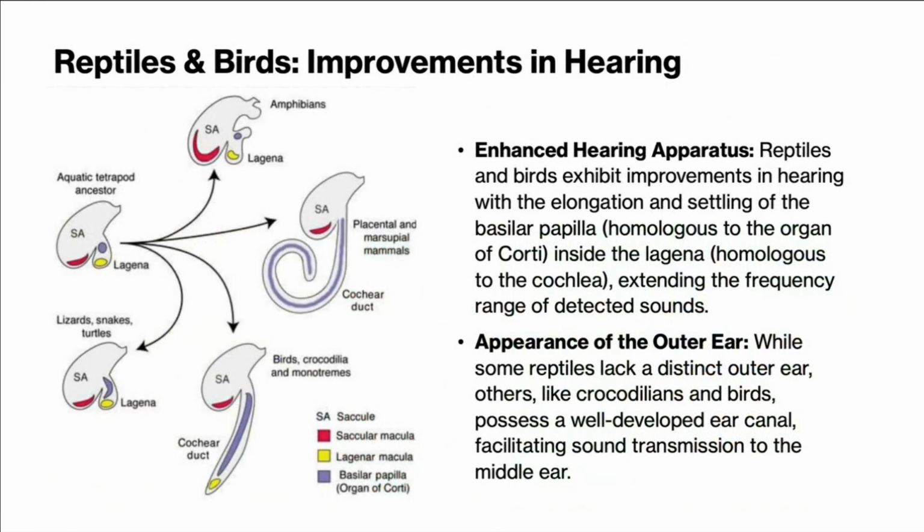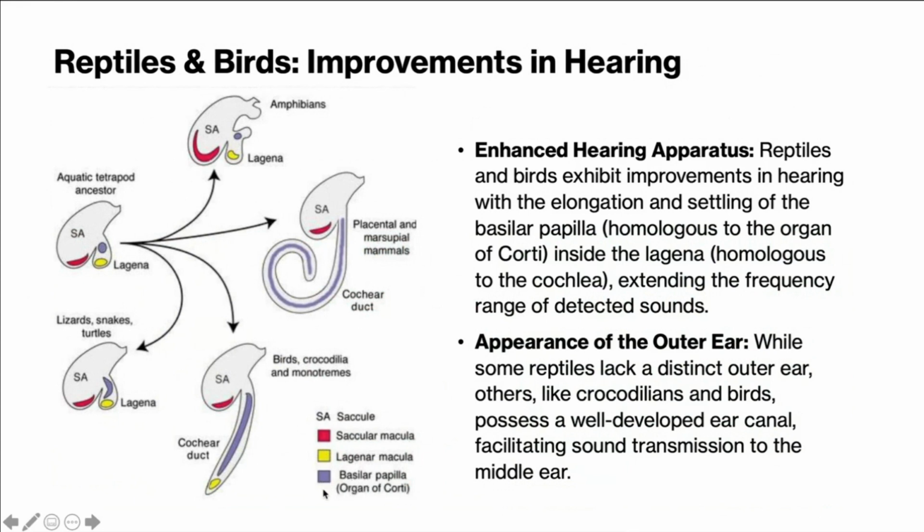All right. So reptiles and birds have improvements in their hearing because of the elongation and settling of their basilar papillae. Now, the basilar papilla is similar to another organ called the organ of Corti. If we look at this picture, we will be able to see that the basilar papilla, or the organ of Corti, is this purple thing.